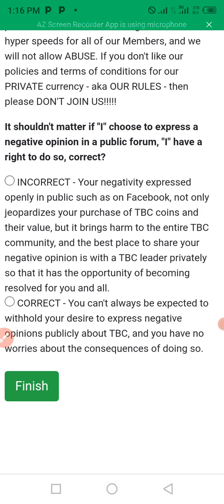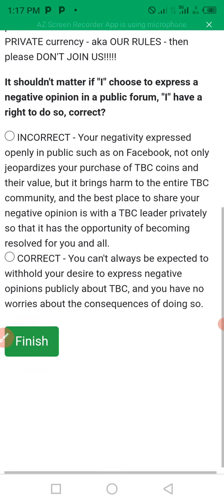You are choosing a negative opinion by what you are holding. You are holding billions, millions, some are holding thousands of units of TBC, and you are saying it shouldn't matter if I choose to express a negative opinion in public. That means you don't cherish what you are holding. And if you lose it, there's nothing bad in it. So let's go to the answer.